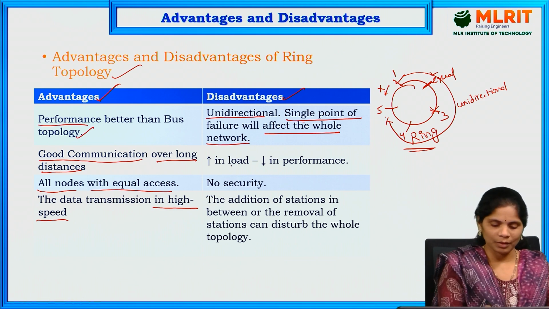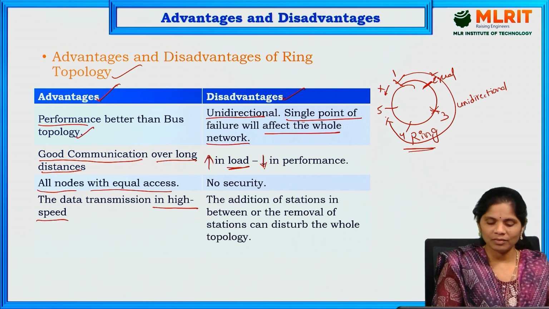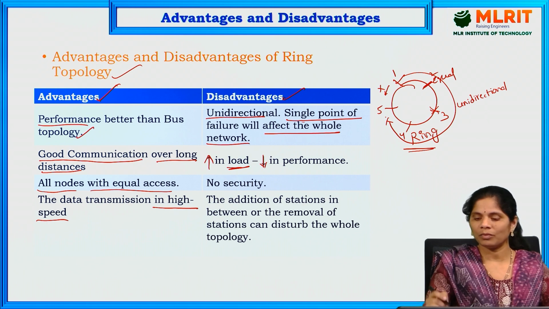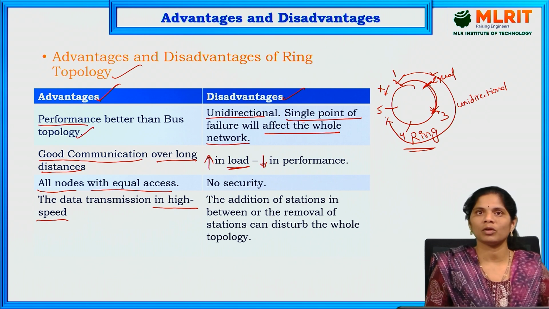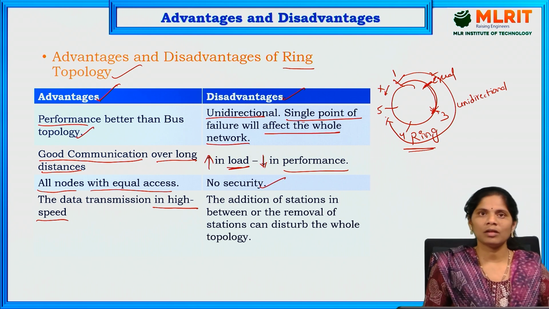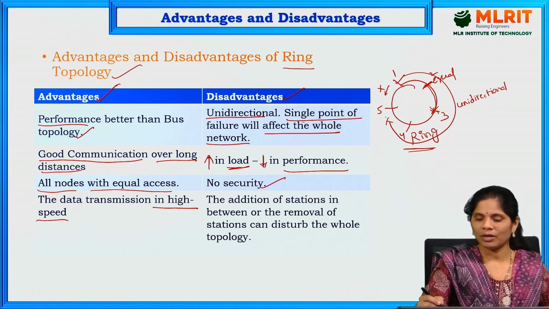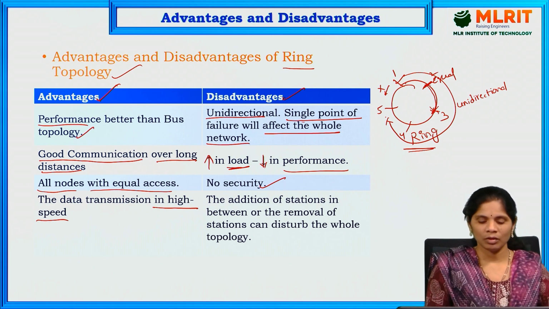At the same time, if the load increases, then performance decreases. Suppose the load increases, then automatically the performance decreases in ring topology. That is one more disadvantage. And next, there is no security. Here also there is no security because whatever data we are sending is transferred across the whole network. So there is no security for this particular topology.